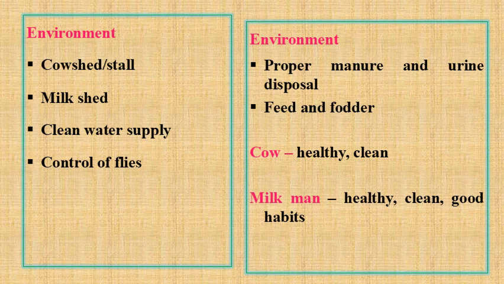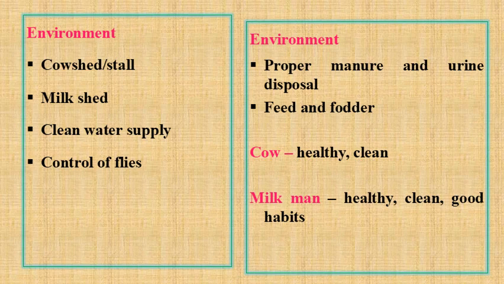Then the clean water supply. Water is used for many purposes, so that has to be clean. Control of flies and insects. Normally if the shed is not maintained cleanly, then there can be different kinds of flies and insects which can contaminate the raw milk. Then proper manure and urine disposal, which I have already mentioned.